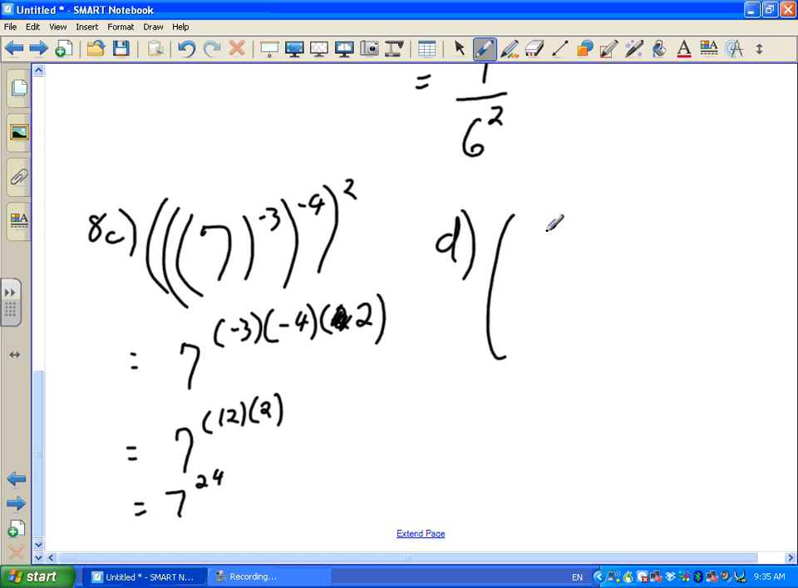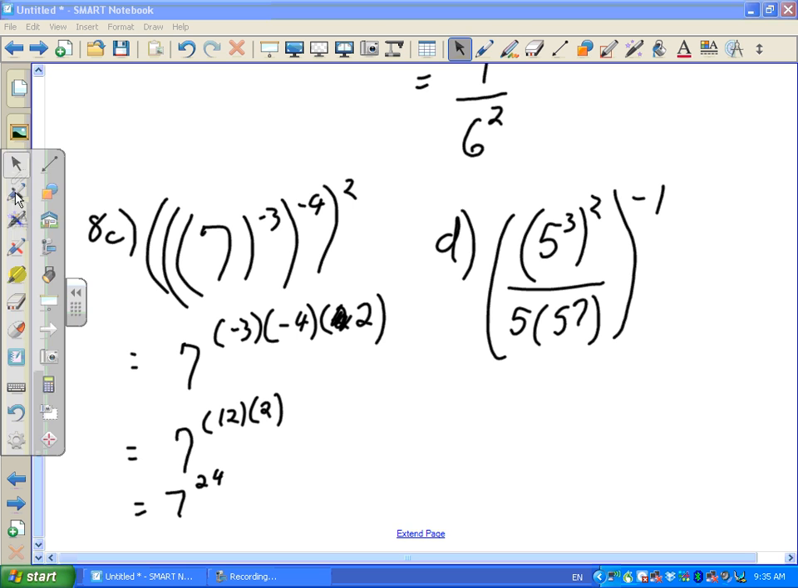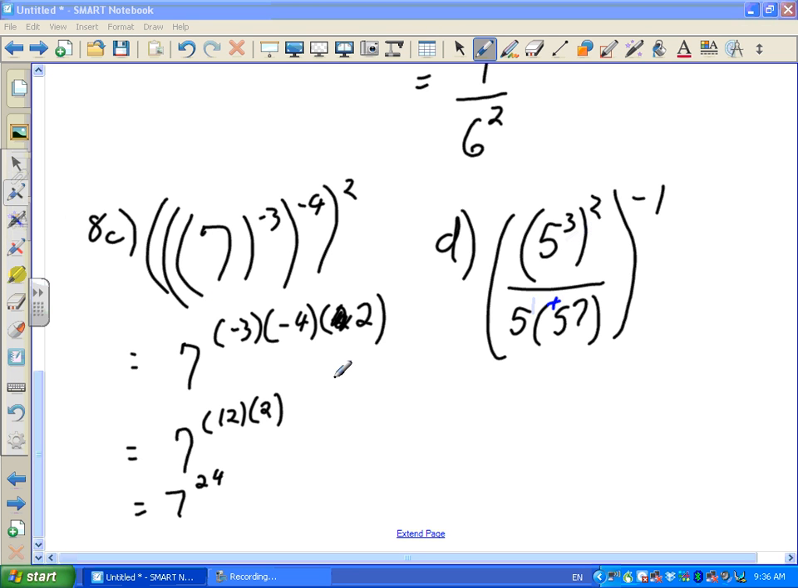Question D. 5 to the power of 3 to the power of 2 divided by 5 times 5 to the power of 7. That's a power. All to the power of negative 1. I'm going to deal with the top first. This is the power of a power, so again, we multiply those two. And down here, this is to the power of 1, and we're multiplying the bases, so we're going to add the exponents on the bottom of this fraction.